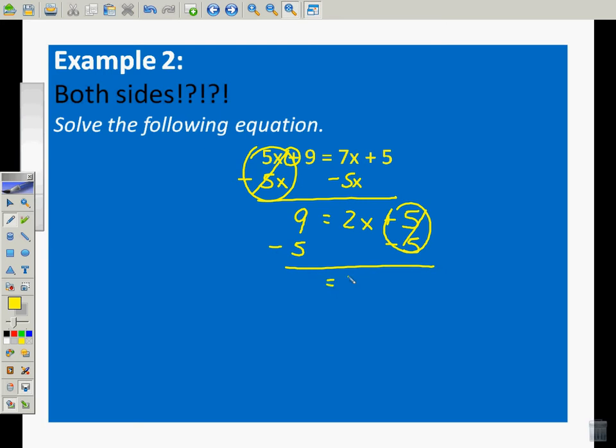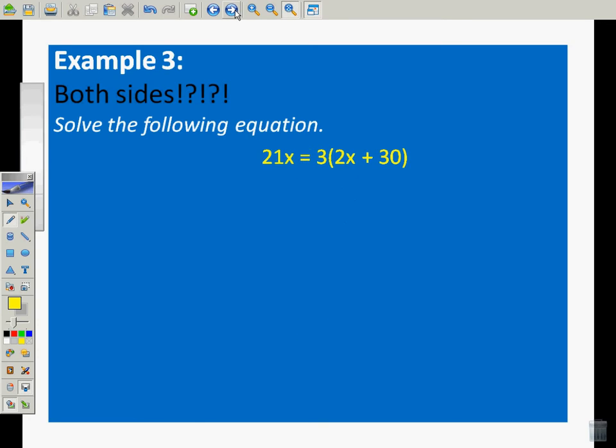Transfer my equal sign down. 2x is equal to 9 minus 5, which is 4. And I'll divide by 2 on both sides. That's the opposite operation of multiplying by 2. So 2 is equal to x. I've kept everything straight. I've brought my equal sign all the way down, making sure that I'm keeping track of what's on either side of the equation at any given time.